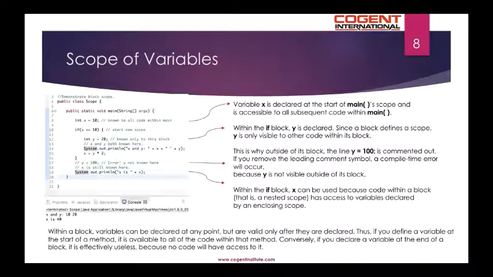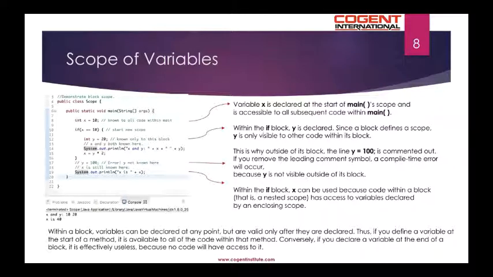An example to demonstrate the scope of variables. We have a class scope with a main method. A variable x is declared at the start of the main method and hence is within the main method scope and is accessible to all subsequent code within the main method. Within the if block, variable y of type int is declared. Since a block defines its own scope, y is only visible to the code within that block. In this case, within the if block. This is why outside of its block, the line y is equal to 100 is commented out. If you uncomment this line, the compiler will result in an error.